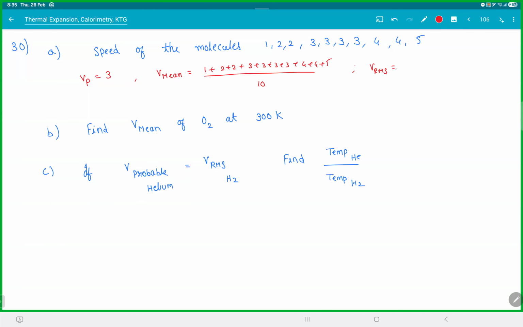What is V RMS? Same story. Square them. 1 square, 2 square will come 2 times, 3 square will come 4 times, 4 square will come 2 times, and then you get 5 square, and the total by 10 and put a root. Then just put your numbers and you're done.